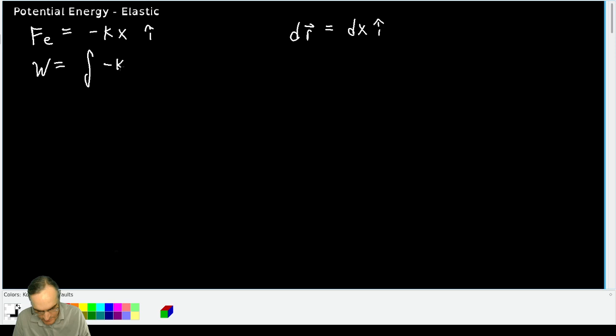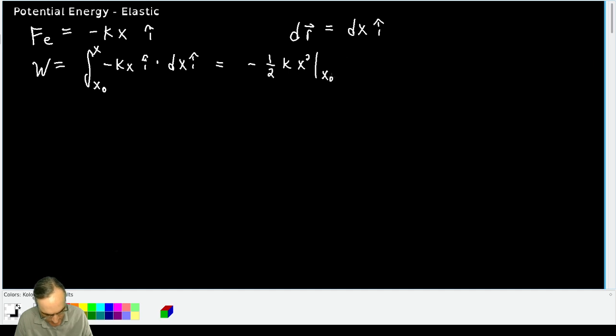That's the integral of our force dot product with our displacement from some initial to some final value. And if we run through this, we're going to get minus 1/2 kx squared evaluated in our limits. So minus 1/2 k x squared plus 1/2 k x naught squared.